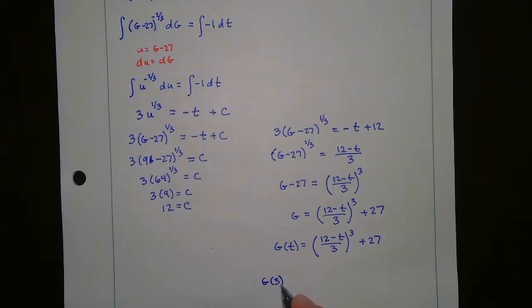What's g of 3? And g of 3 would be (12 minus 3 over 3) cubed plus 27. Well, 12 minus 3 is 9. And then 9 divided by 3 is 3. And then 3 cubed is 27. So g of 3 is equal to 27 plus 27, right? So 20 and 20 makes 40, right? And 7 and 7 make 14. So this is 54. So g of 3 is equal to 54. Now that's 54 degrees Celsius, right? Okay, so this estimate is saying that the temperature would have been 54 degrees Celsius, okay?